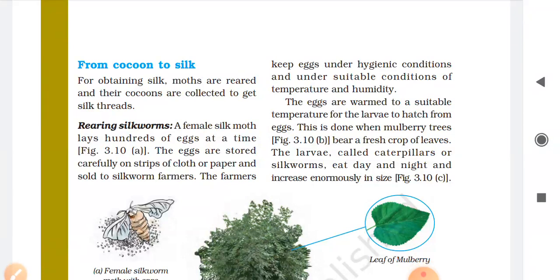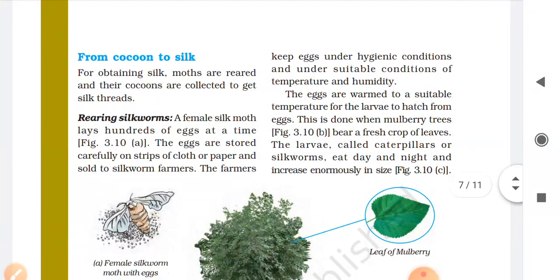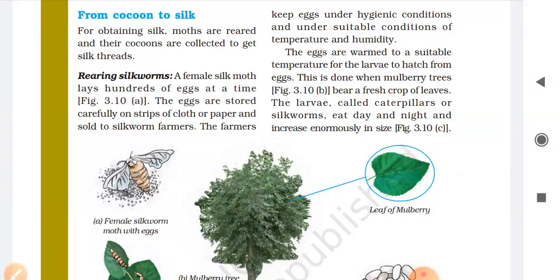How do we get the silk from the cocoon? For obtaining silk, moths are reared and their cocoons are collected to get silk thread. Let us see, let's understand the term rearing. Rearing means there are different types of animals reared nowadays for commercial purposes, like cow, buffalo, and ox. The ox is used by the farmer for farming. Cow milk is sold everywhere. So this is called rearing.